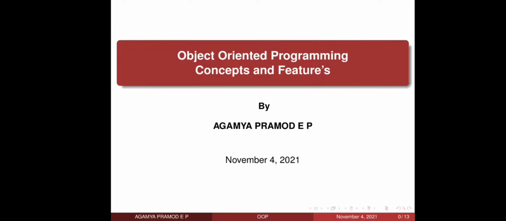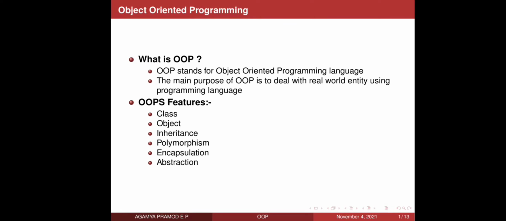Hello everyone, here I am going to discuss the topic Object Oriented Programming Concept and Features. So, what is OOP? OOP stands for Object Oriented Programming Language. The main purpose of OOP is to deal with real world entities using a programming language. The OOP features are class, object, inheritance, polymorphism, encapsulation and abstraction.